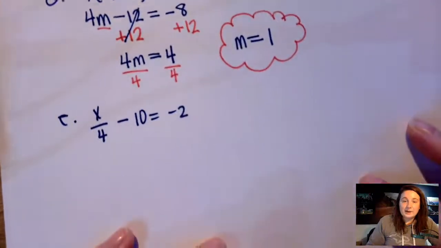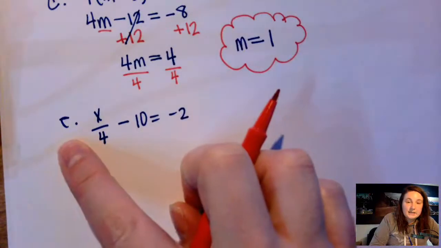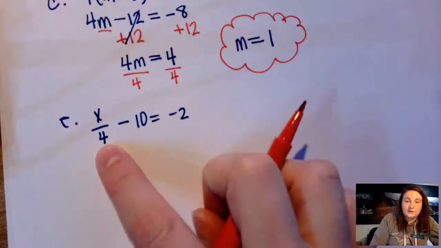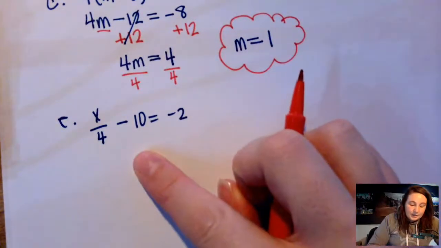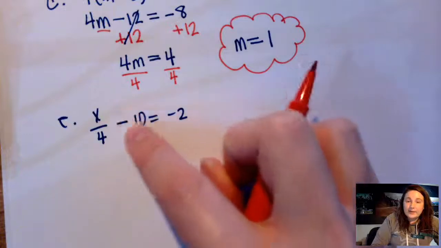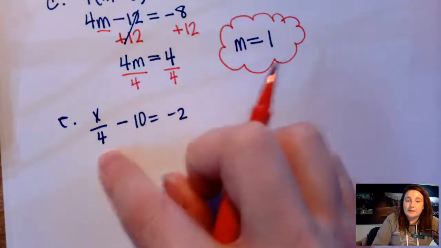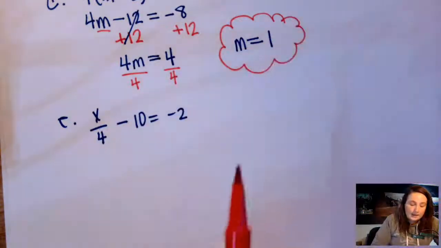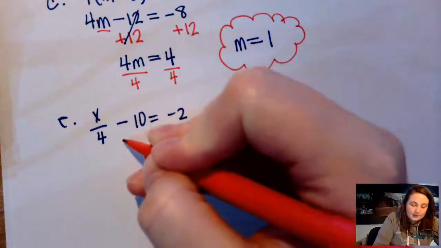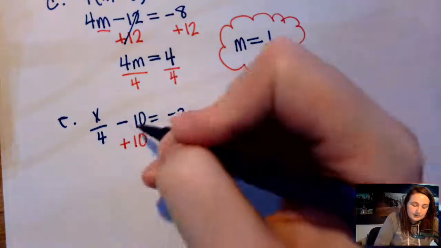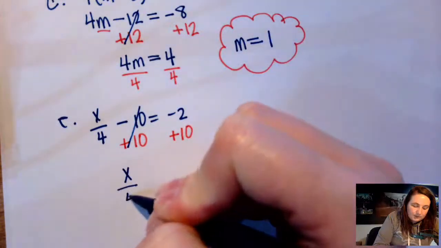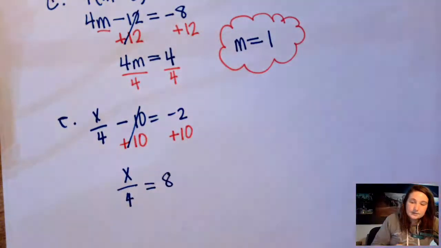And our last problem we're going to go through is problem E. This one I chose because it has a fraction. With fractions, you have two choices, and I'm going to very quickly show you both. What I like to do is get rid of the constant first. I like to get rid of anything else besides the fraction before I do anything with the fraction. So I would add 10 to both sides to get x over 4 equals 8.